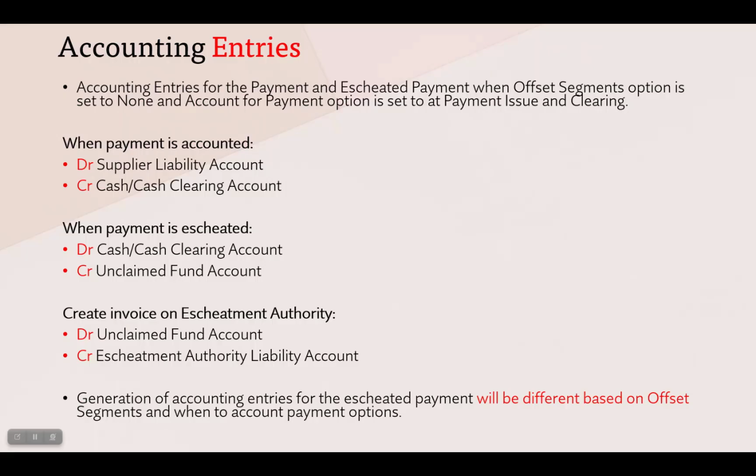Generation of accounting entries for the escheated payment will be different based on the offset segment and the account for payment option, because as I showed you before, the payment accounting option is either when payment issue, when payment clear, or when payment issue and clearing. So based on that, the accounting entries will be different. Also, for the offset segment, if you have multiple balancing segments at the invoice and also at the cash payment, the accounting entries will be different for each of these cases.